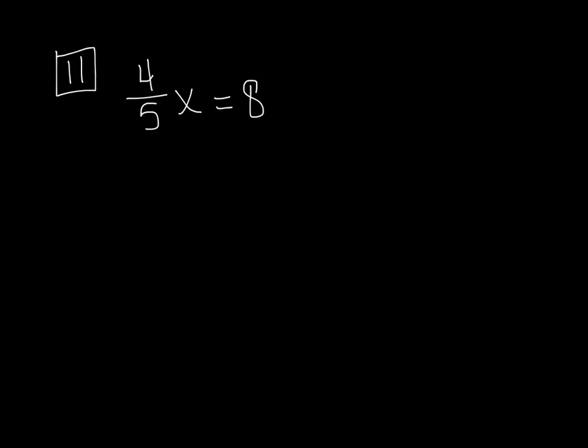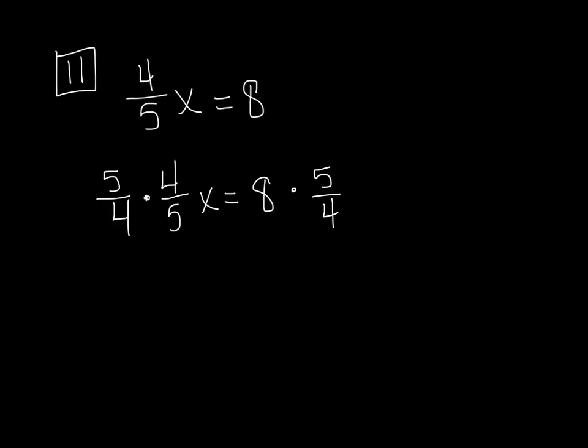So if 4/5 is my fraction, 5/4 is my reciprocal, times my 4/5, bring down my x, bring down my 8. If I multiply one side by 5/4, I have to multiply the other side by 5/4. Okay.